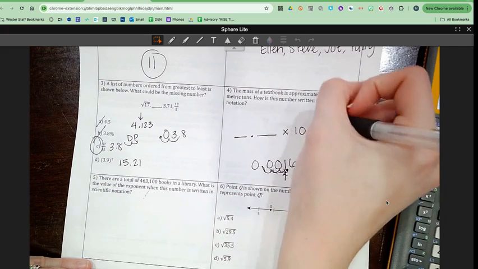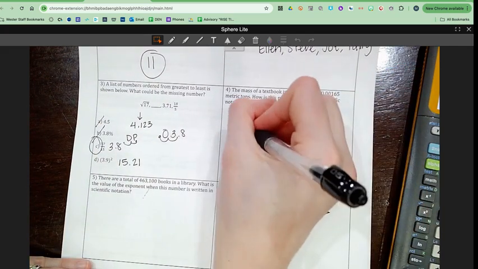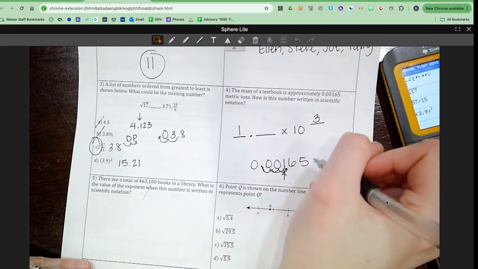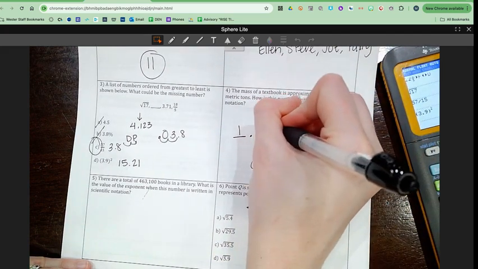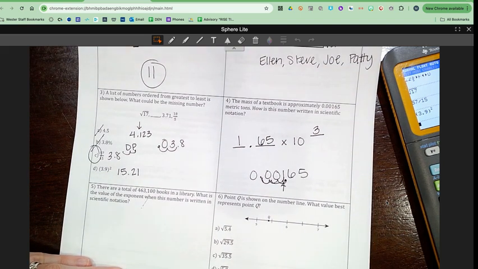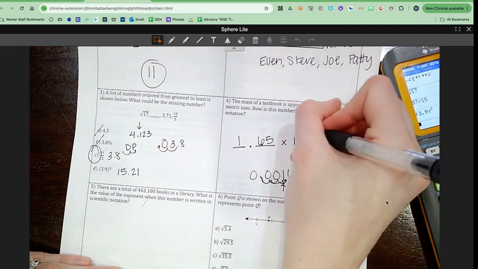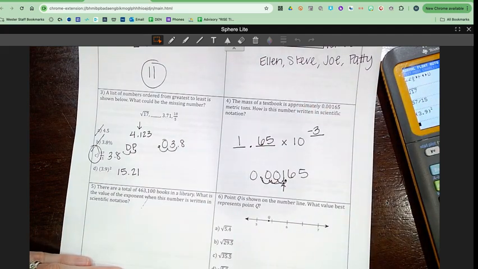So my exponent here is going to be a 3. The number in front of the decimal is the 1. We're going to put our significant digits behind, so I'm going to put my 6-5. And then the final question you have to ask yourself: was the number originally large or small? Well, the number was originally really small, so this is going to be a negative exponent.